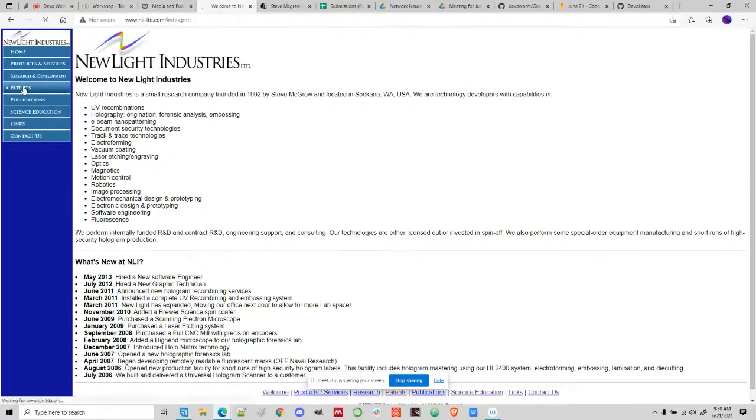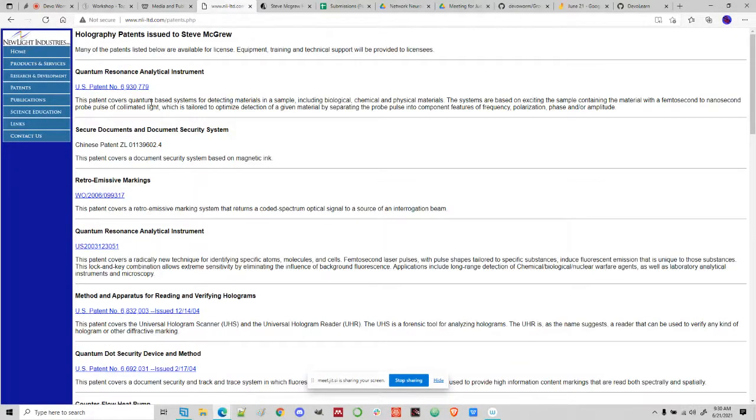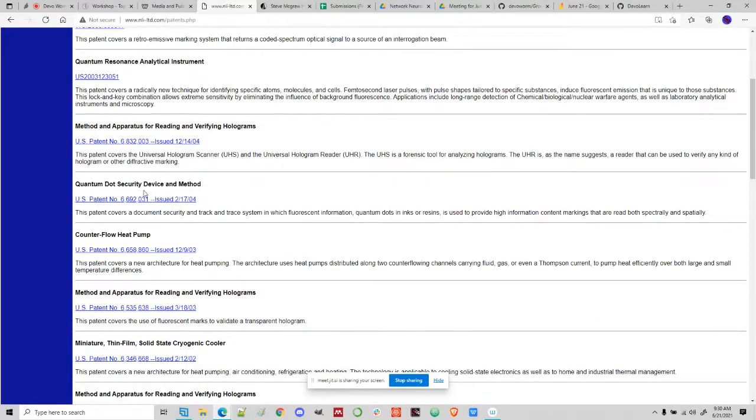He had a number of patents as well. Here's a list of his patents. He had all sorts of different patents in physics and engineering, like a quantum dot security device and method, for example, or a method of apparatus for reading and verifying holograms.